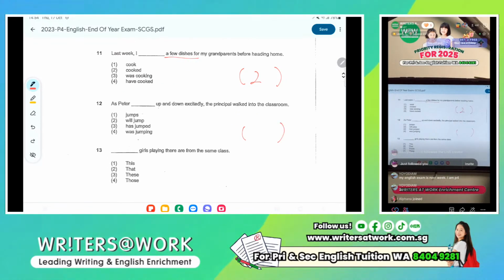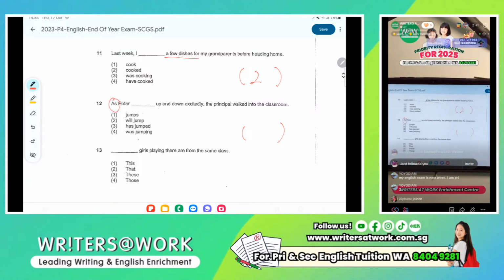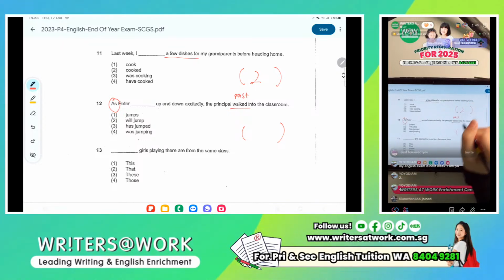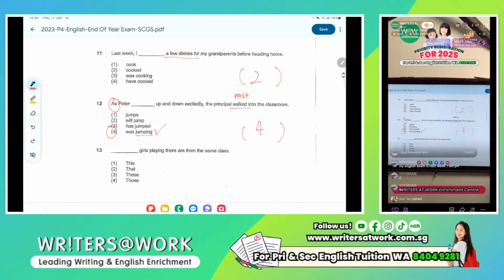As Peter jumped up and down excitedly, the principal walked into the classroom. Just as, at that moment, the principal walked into the classroom. This is past tense. Question 4: as Peter was jumping, it was happening at that moment, so it has to be past continuous tense.